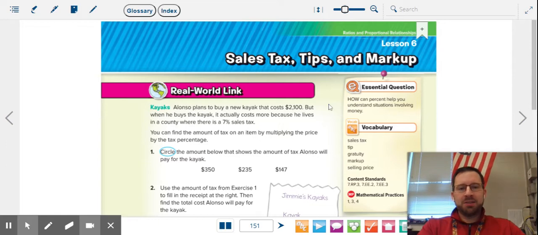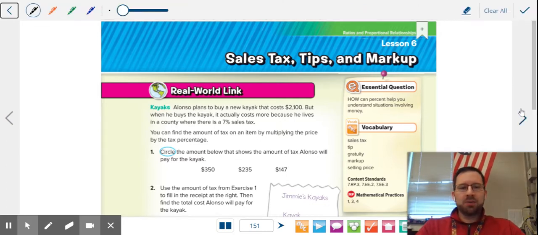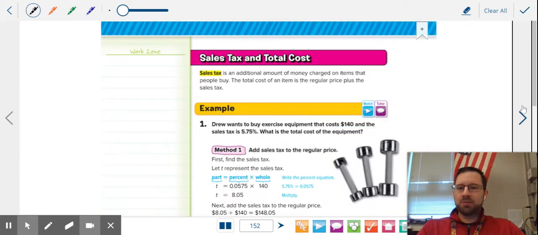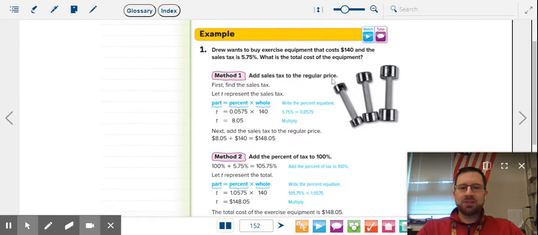Tips are when you say thank you to someone who served you, whether it's at a restaurant or something else. And markup is when you sell an item and it costs $20, but you sell it for $40 because you need to make a profit for your company. But in any case, they all take a percent of a number and add it to make it more expensive. So let's get into it.